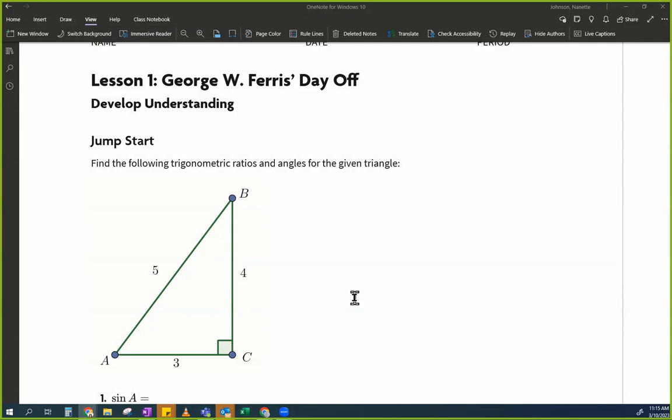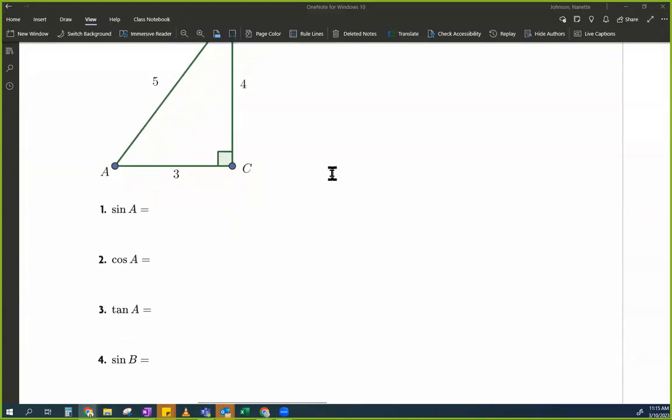So when we talk about the words periodic behavior, we're looking at something that's going to repeat. Okay. And then you'll understand, like, what the heck is Ferris? What are we doing? Why are we talking about Ferris? Okay. So it says, find the following trig ratios and angles for the given triangle. Can you guys give me some answers here?